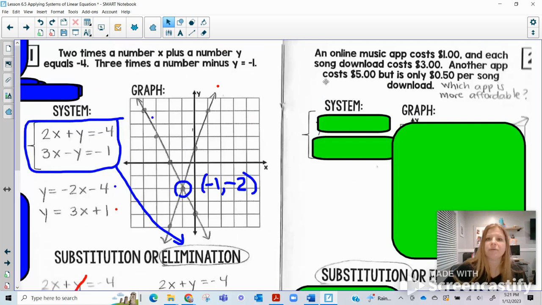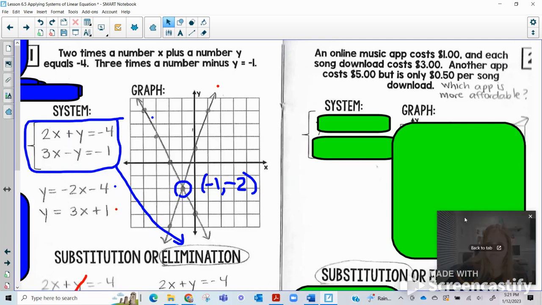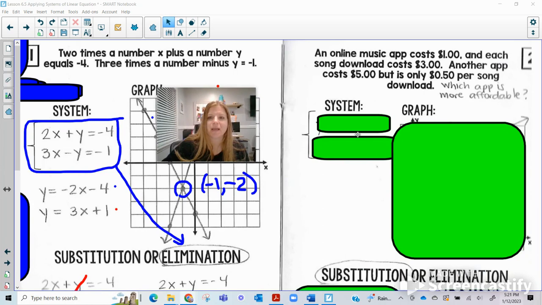Awesome. Over here to the right, an online music app costs $1 and each song download costs $3. Another app costs $5, more expensive, but it's only 50 cents per song download. Which app is more affordable? So if I was to look at this problem, I'm just going to move my screen. The first equation, an online music app costs $1 and each song download costs $3. The slope is the number that continually is changing for how many songs. The $1 is a one-time purchase. That's my y-intercept. My 3 is my slope. So my first equation would look like y equals 3x plus 1.